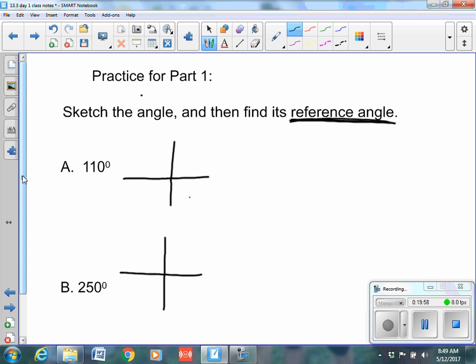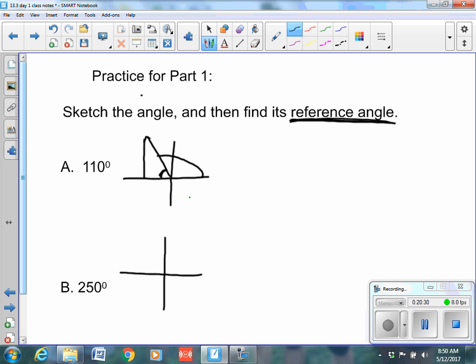The first thing you're going to do is draw 110 like you did yesterday, right? And I start here and I'm cruising and I'm cruising and I stop about right here. I might have went a little too far, but that's about 110 degrees. So far, so good. The next thing I'm going to do is I'm going to drop it to the x-axis. The next thing I'm going to do is I'm going to find my reference angle and I'm going to fill it in right there. Right here is my reference angle.